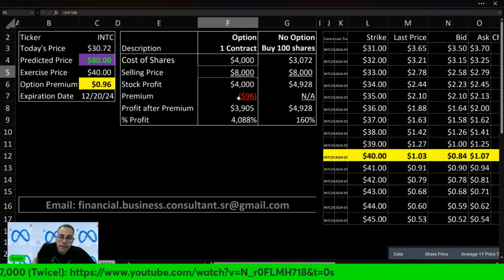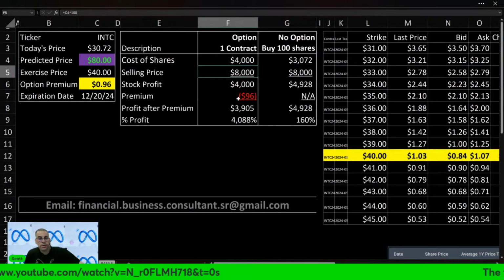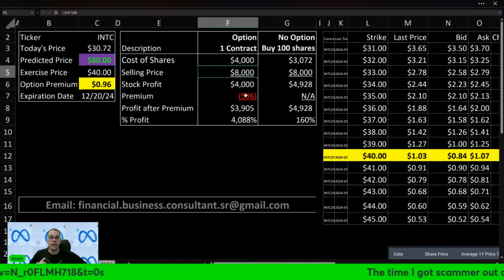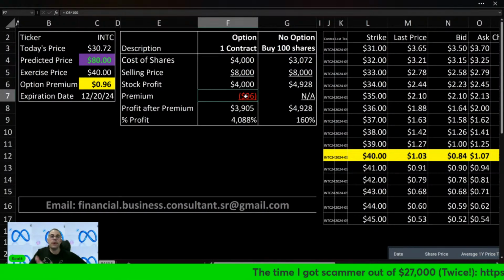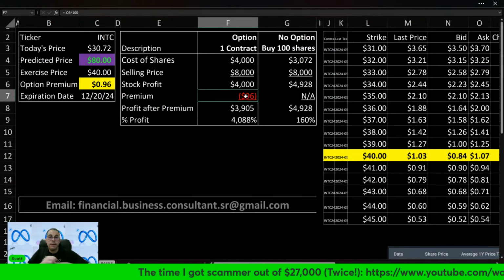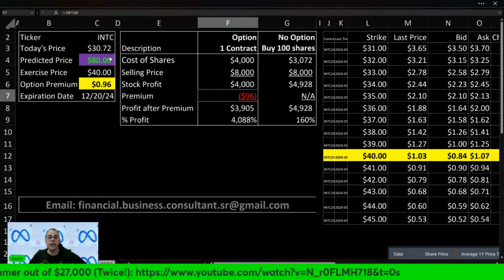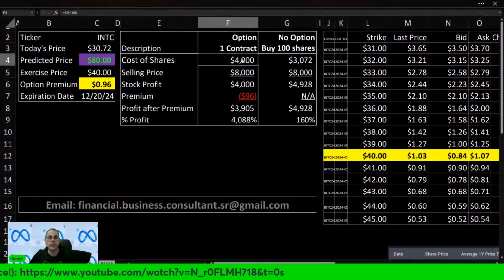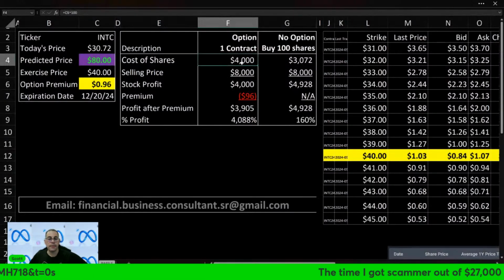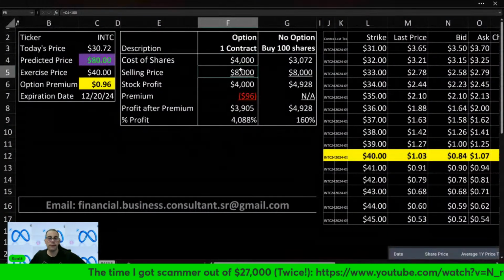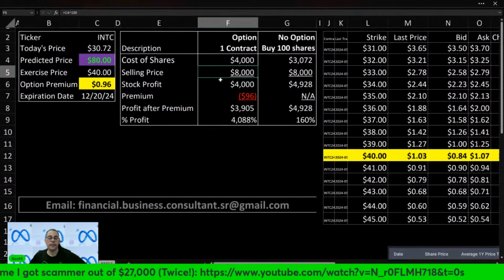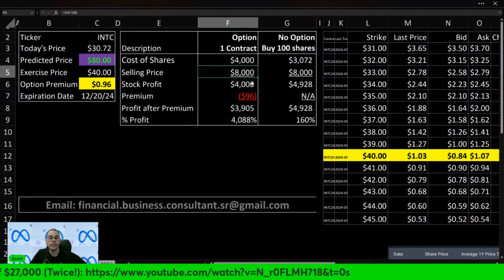So now you invested $96, but you have the option to buy Intel for $40 a share, even though it's trading at 80. So you exercise the option, you give $4,000 to the person who sold you the option. They give you 100 shares of Intel, and then you turn around and sell it in the open market for $8,000. Your profit is $4,000. You only invested $96. So that profit after the premium is $3,900.